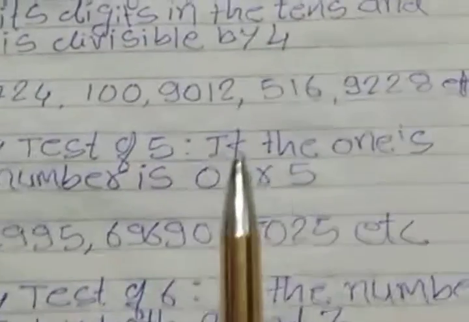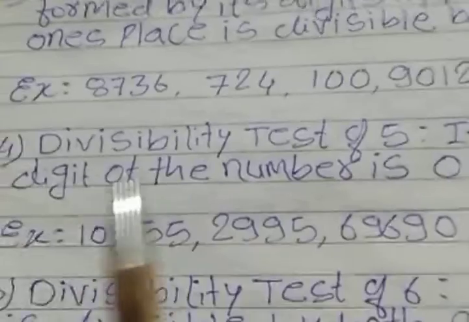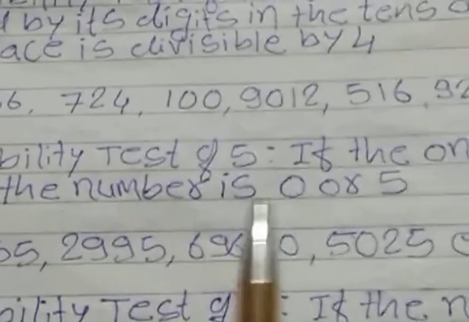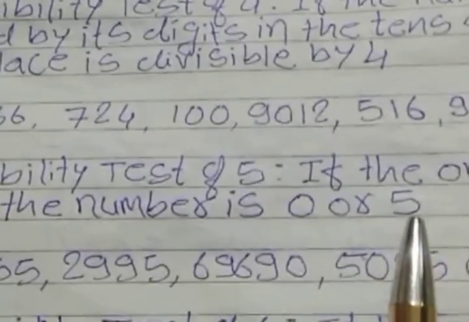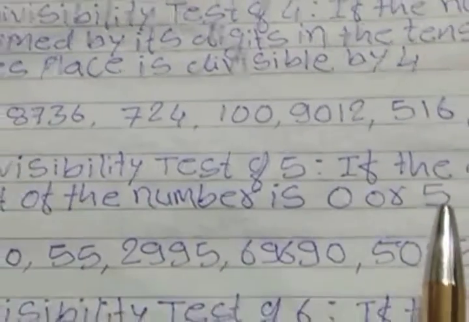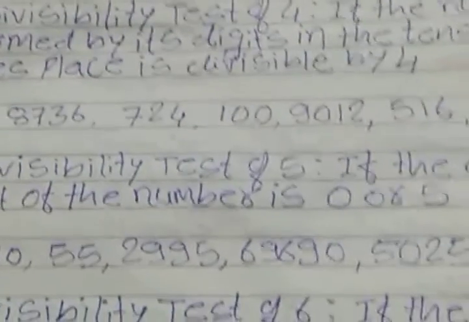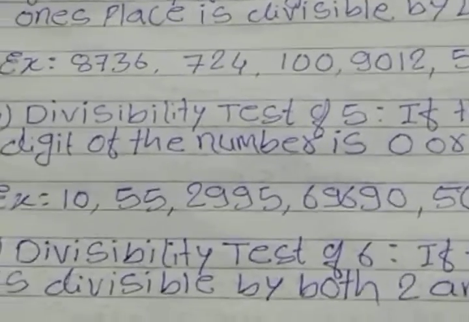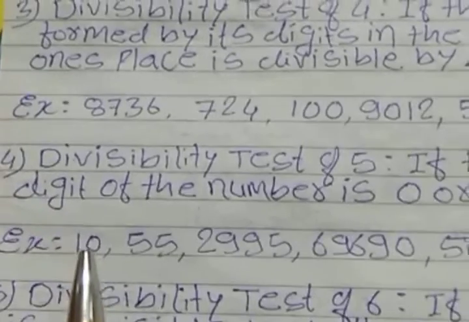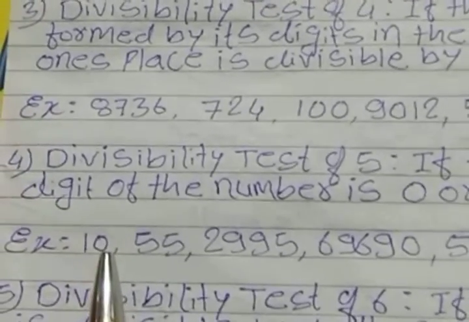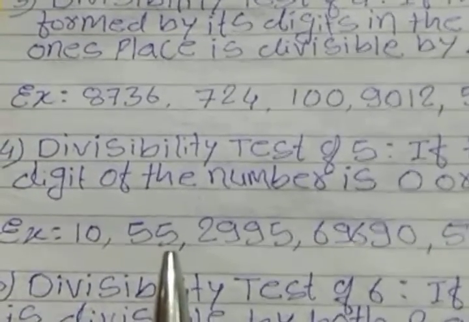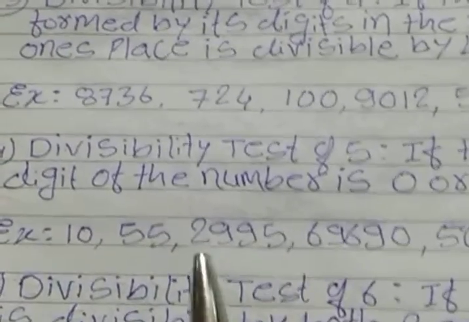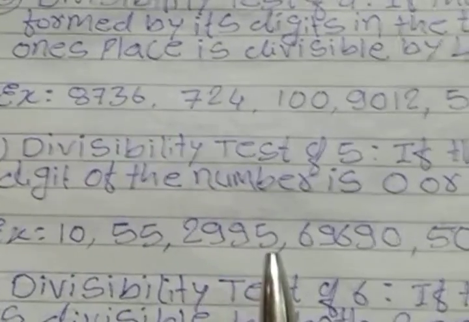Now the next divisibility test is of 5. If the ones digit of the number is 0 or 5, it means that whatever the number is given to us, if that number's unit place is 0 or 5, then that number is going to be divisible by 5. Here 10, I take an example. Unit digit is 0, so 10 is divisible by 5. Unit digit is 5, so 55 is divisible by 5. Unit digit is 5, so 2995 is divisible by 5.